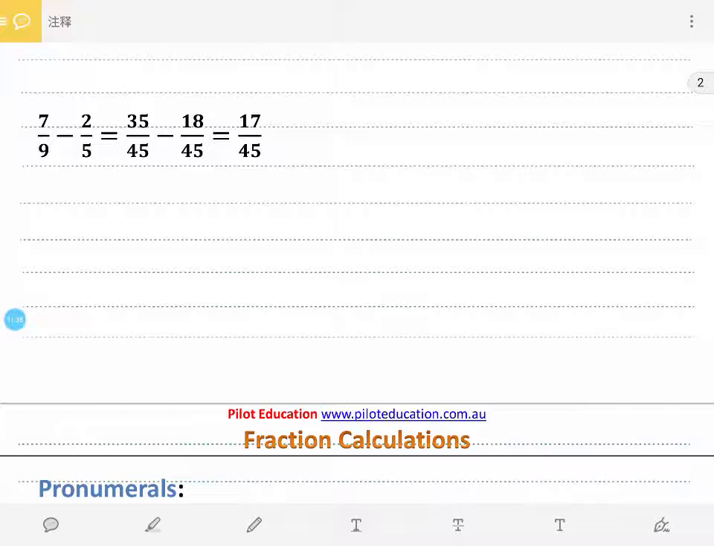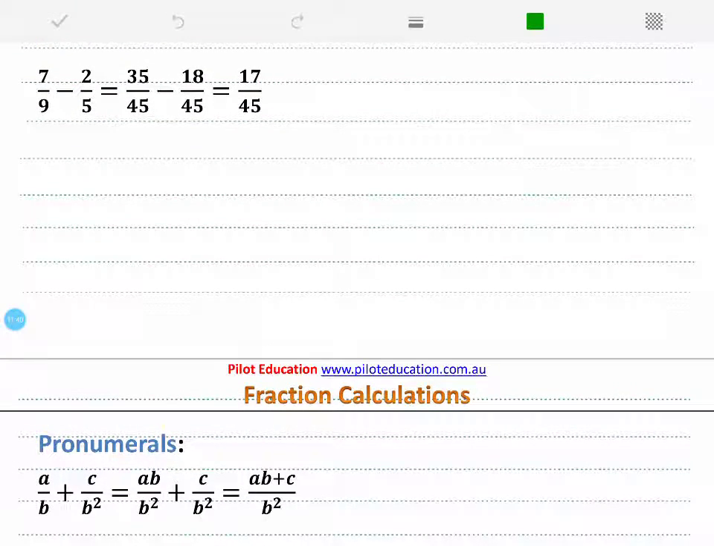Okay, the other example is 7 over 9 minus 2 over 5. The smallest common multiple is just the product of 9 and 5 because they don't have a common factor. If two numbers don't have a common factor, the smallest common multiple is just the product of the two numbers. Okay, you keep that in mind.